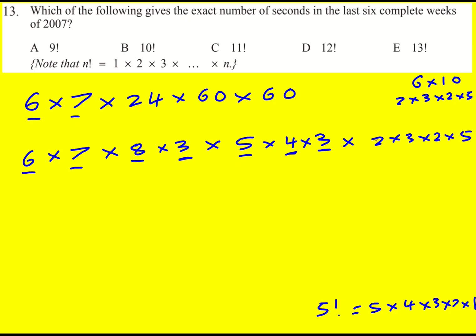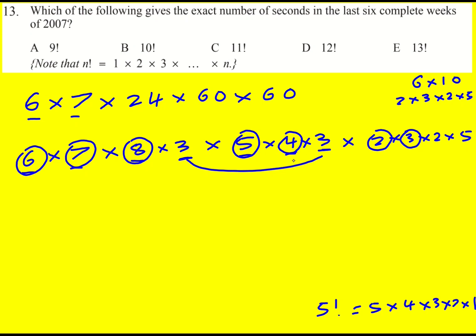Okay, so starting from the beginning, we've got 2, we've got 3, we've also got 1, of course, we don't need to write that one. We've got 4, 5, 6, 7, 8. These two together give us 9. And then finally, that 2 times 5 can actually be 10. So that is 10 factorial: 10 times 9 times 8 times 7 times 6 times 5 times 4 times 3 times 2 times 1. There are 10 factorial seconds in 6 weeks.